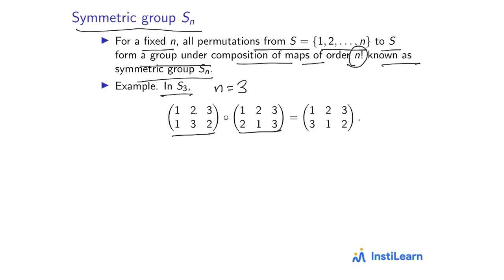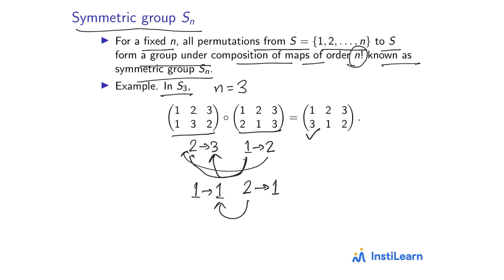Now the result will be another permutation, and how will we get that? In this, 1 is going to 2, and then here you see that 2 is going to 3. So your 1 will go to 3 in this permutation. Similarly, here 2 is going to 1 and then 1 is going to 1 itself. So 2 will go to 1 in this permutation, and similarly 3 is going to 3 here and 3 is going to 2 here. So 3 will go to 2. That's how you get the new permutation.